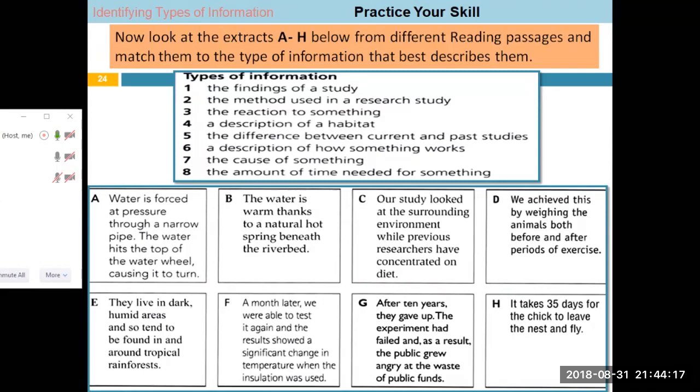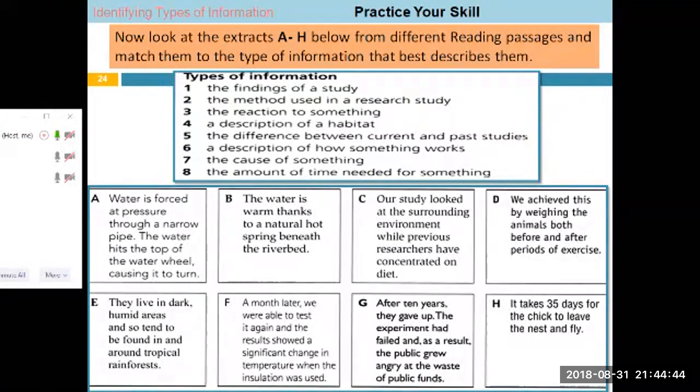There are 8 types of information mentioned on the top. I hope you can see that. Then there are 8 small boxes in the bottom. You have to match every paragraph, you can say A, B, C, D, with the related type of information.